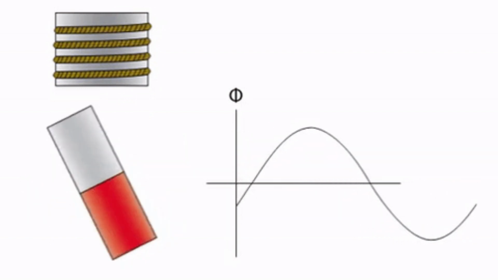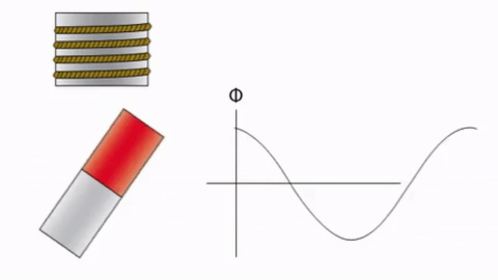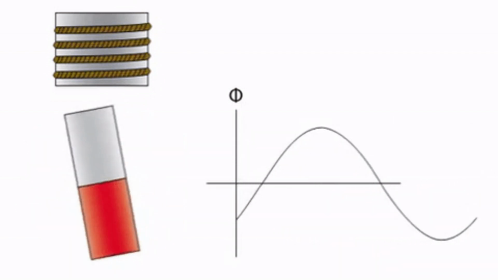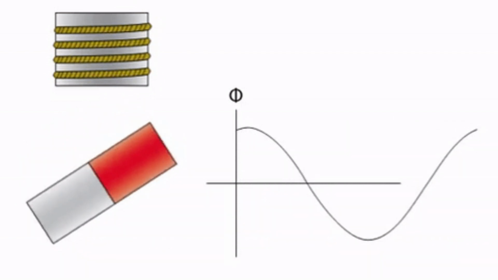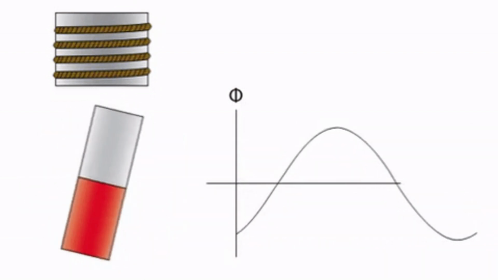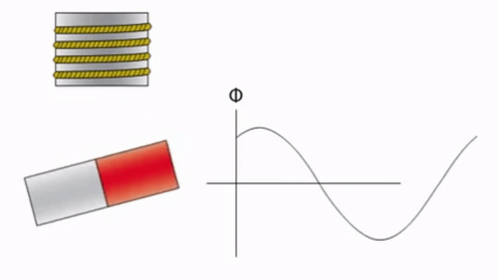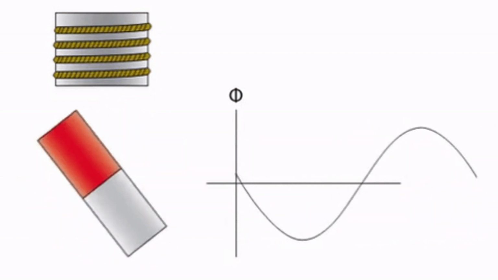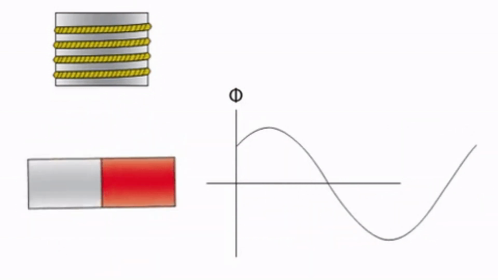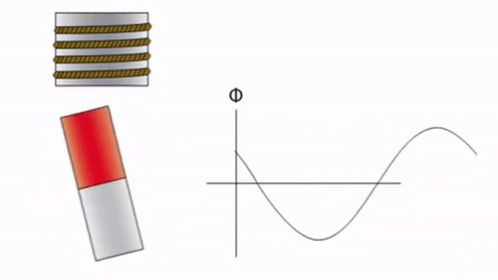These two factors that determine the number of flux lines produced by an electromagnet are the number of turns and the current flow, known as the ampere turns ratio. Ampere turns are determined by multiplying the number of turns of wire by the current flow.